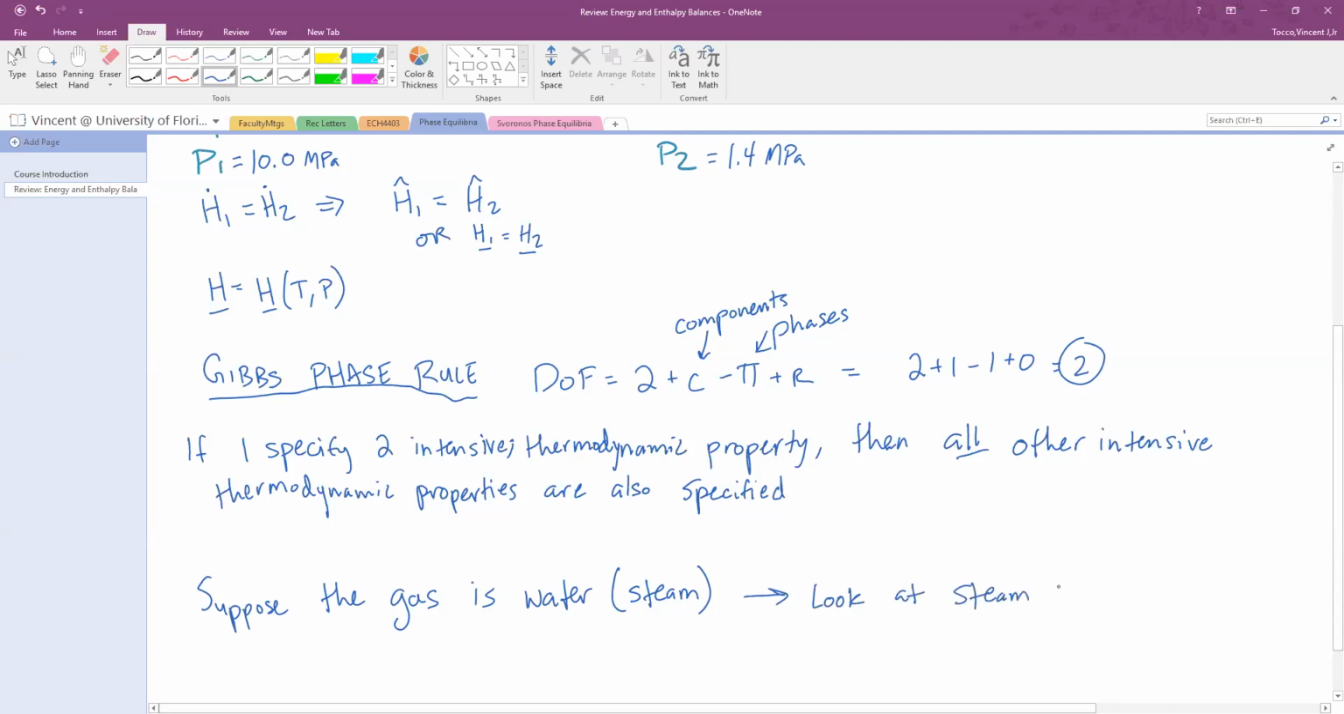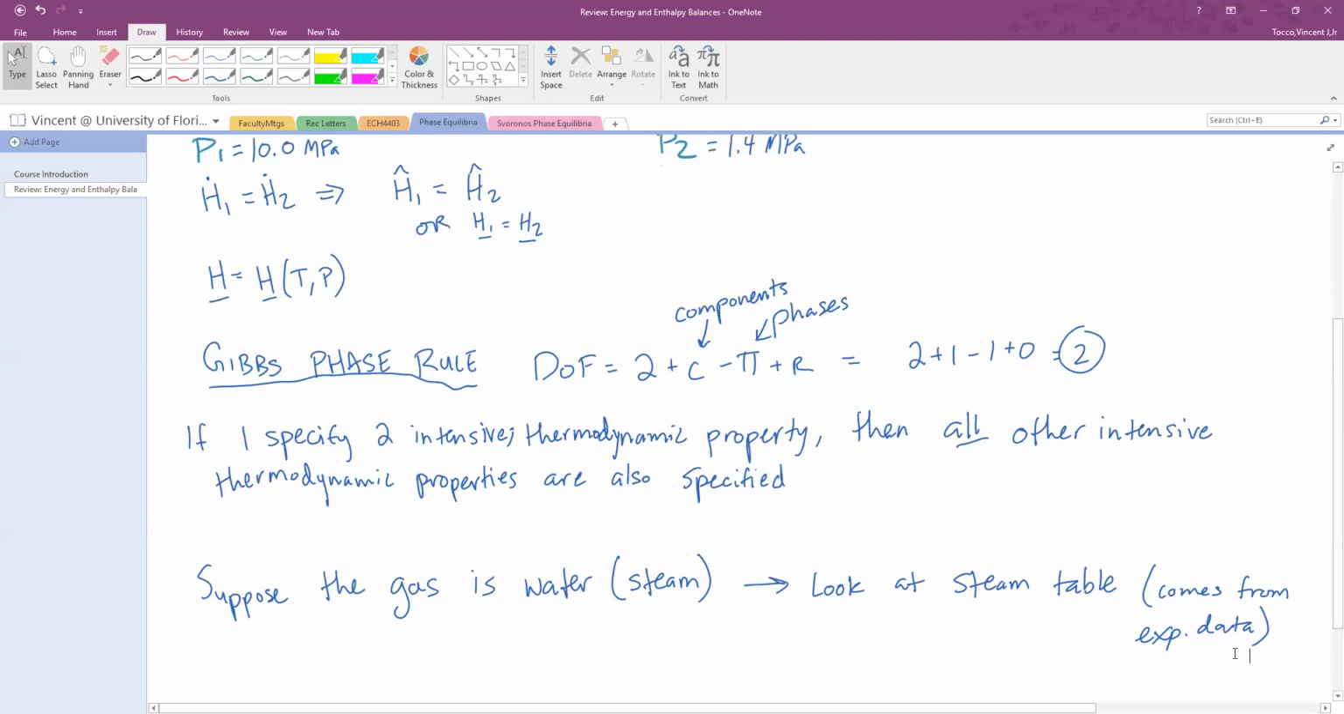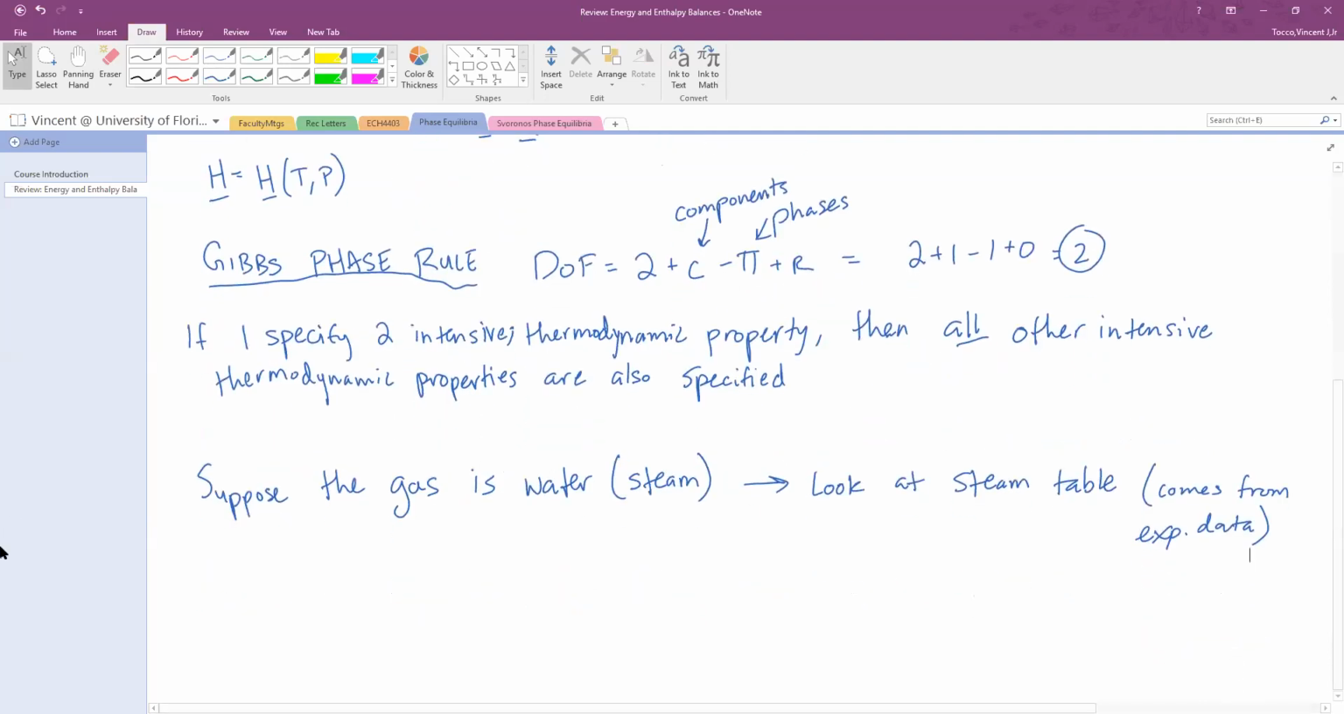And just as a lesson, anytime you have a steam table or any type of experimental data available, you always want to use that. Steam tables come from experimental data, and therefore it is superior to anything else. You wouldn't want to use the ideal gas law or any other equations of state. The steam table is always the best. All right, so how do I use the steam table? I would have to go to Appendix A3 in Sandler.